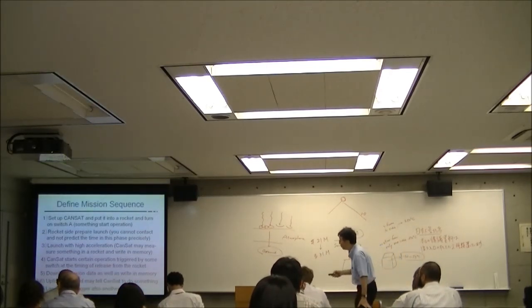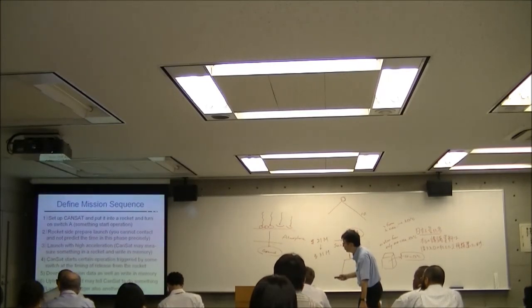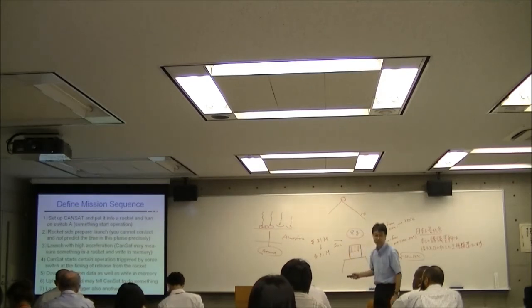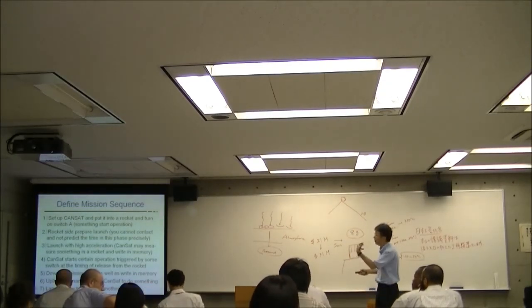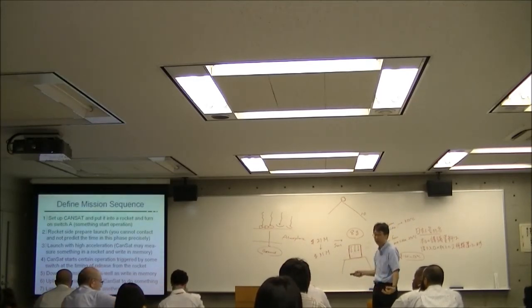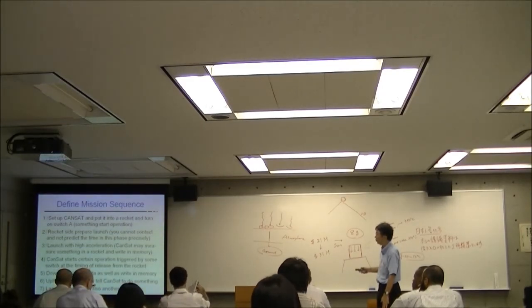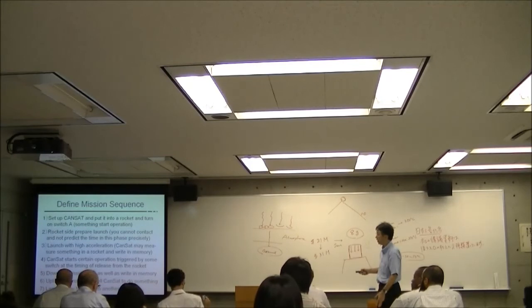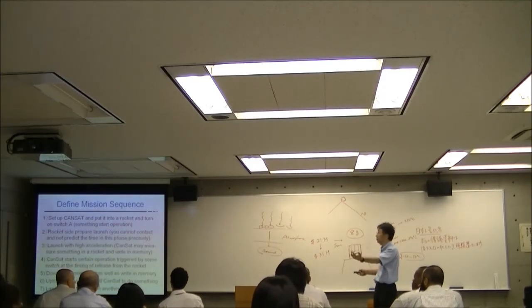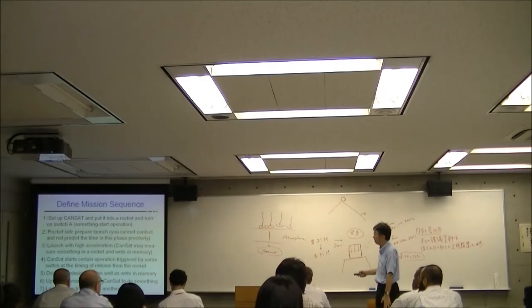Okay? So what is the mission like? The CanSat will do a certain operation. But even doing a very simple operation, you should make a very detailed mission sequence for the CanSat. Let me briefly go through it. First, set up the CanSat and put it into the rocket and turn on switch A. At this point, some part of the CanSat starts operation. And then rocket side prepares launch. Sometimes it will take 15 minutes and sometimes it will take an hour. And you cannot contact your CanSat and cannot predict the time in this phase precisely.